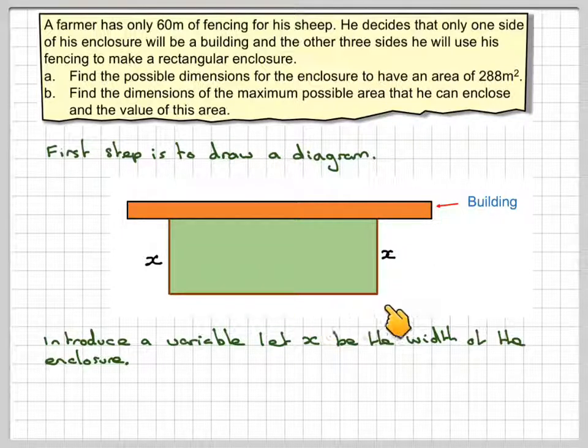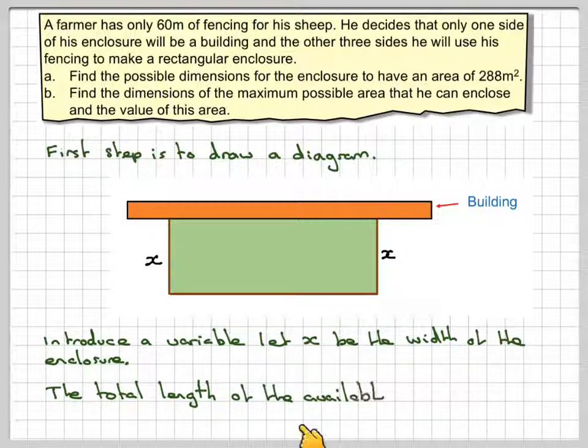And then what would this length here be in order for all of this to add up to 60? Pause the video here and see if you can work this out for yourself. The total length of the available fence is 60 meters, and therefore this would have to be 60 minus this length, so it's 60 minus 2x.